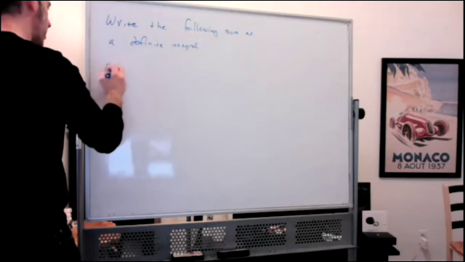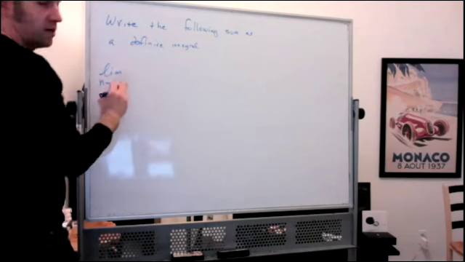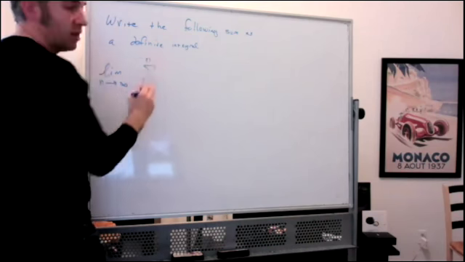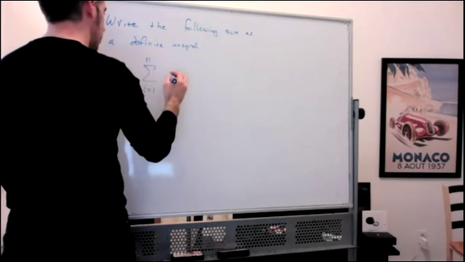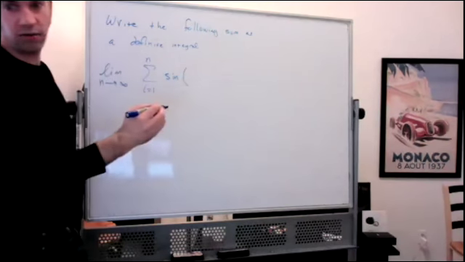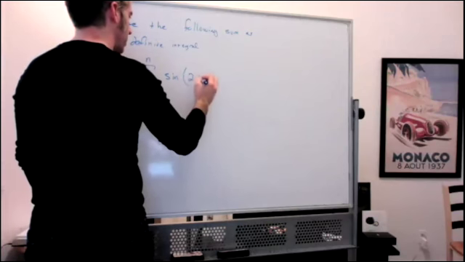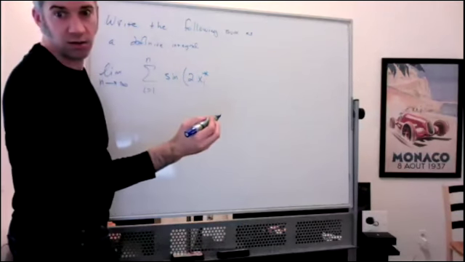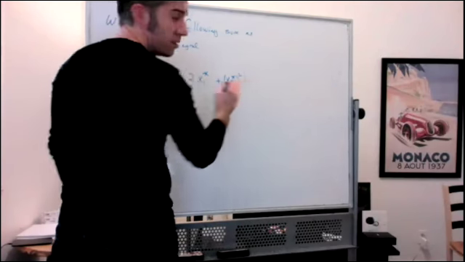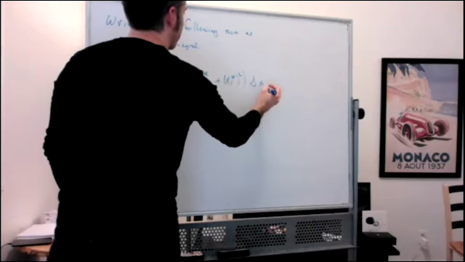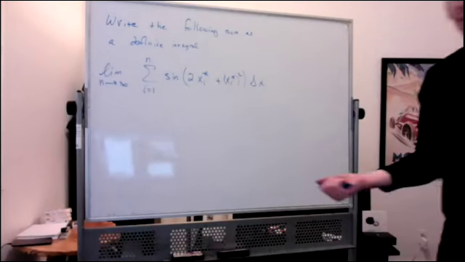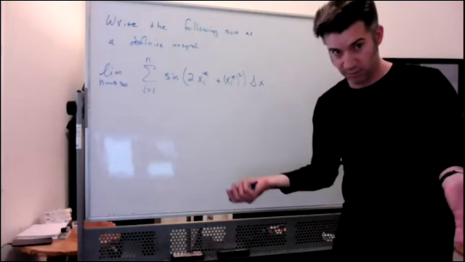The limit as n goes to infinity of the sum from i equals 1 to n of the sine of 2x sub i star plus x sub i star squared, times delta x. Now personally, wow, I feel like they've made this a little easy. That's all right. It's okay if it's easy.